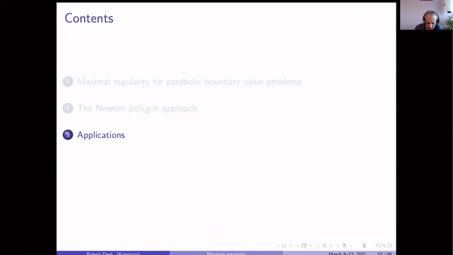In the first part, I explained a kind of machinery called maximal Lp regularity to solve quasi-linear parabolic boundary value problems. And this was based on the Fourier multiplier approach, on R-boundedness. And you have seen that standard parabolic boundary value problems satisfy these conditions. And to see this, we have described in some detail the solution operators.